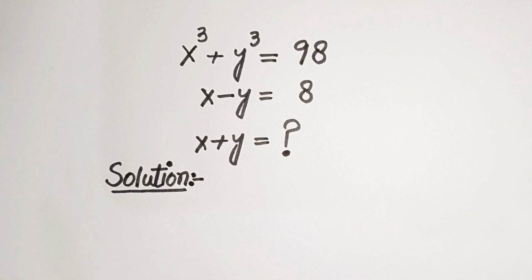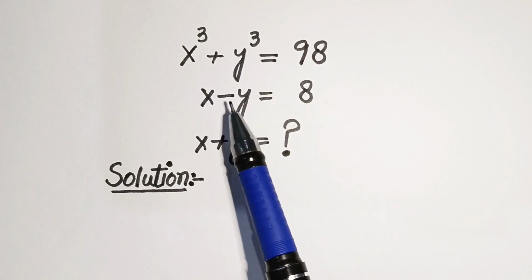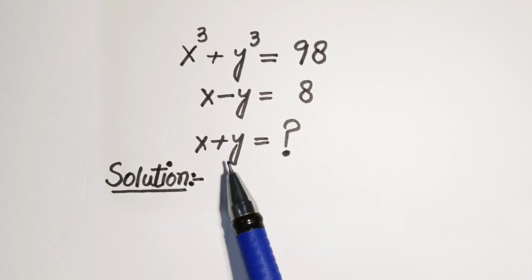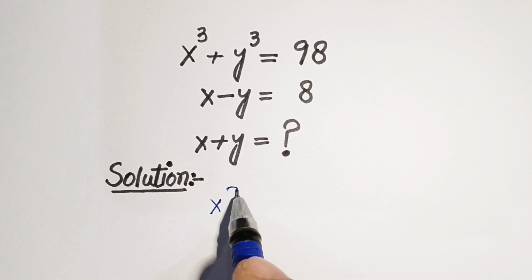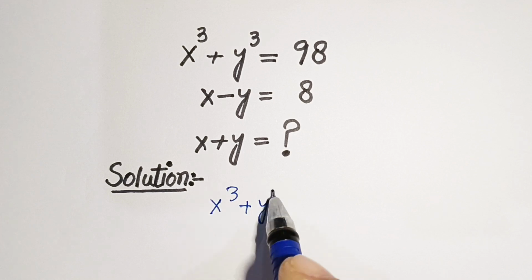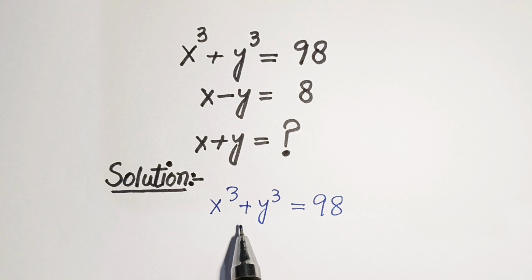Today our question is x cubed plus y cubed is equal to 98 and x minus y is equal to 8. So we have to find the value of x plus y here. Now starting our solution, as we know that x cubed plus y cubed is equal to 98. Now we have to write this x cubed plus y cubed according to an algebraic identity.